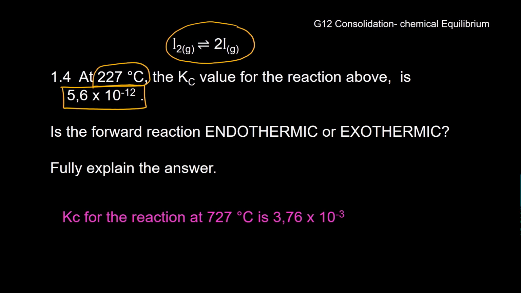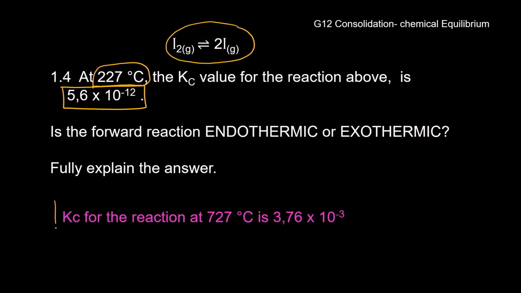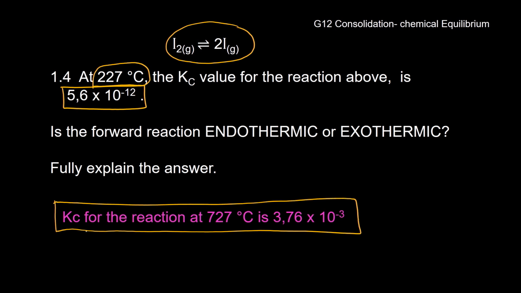Is the forward reaction endothermic or exothermic? And you need to explain your answer. Now, there is a little bit of information that they gave us right at the very beginning of this question, and it was this here. Have a look at that. The Kc for the reaction at 727 degrees Celsius is 3,76 times 10 to the minus 3.